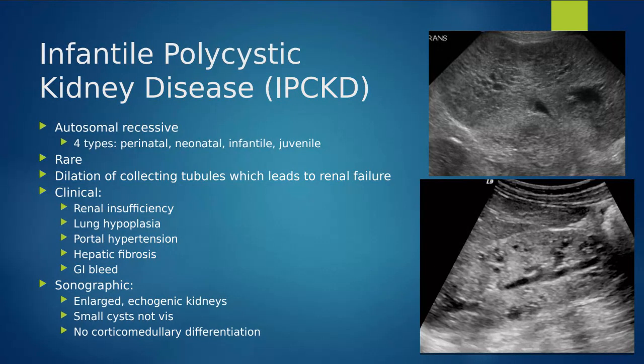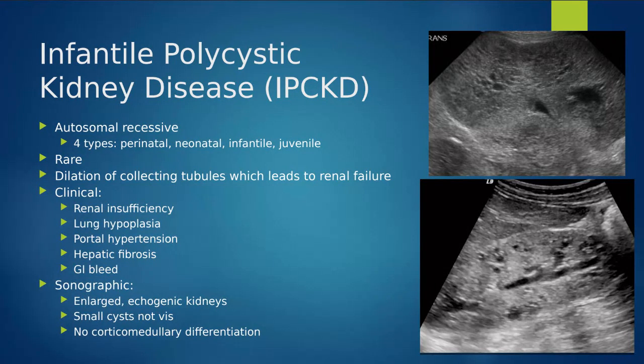So infantile polycystic kidney disease, this is genetic. So this is an autosomal recessive type of cystic kidney disease. Within infantile polycystic kidney disease, there are 4 types. So we break it down even further. There's perinatal, neonatal, infantile, and juvenile.